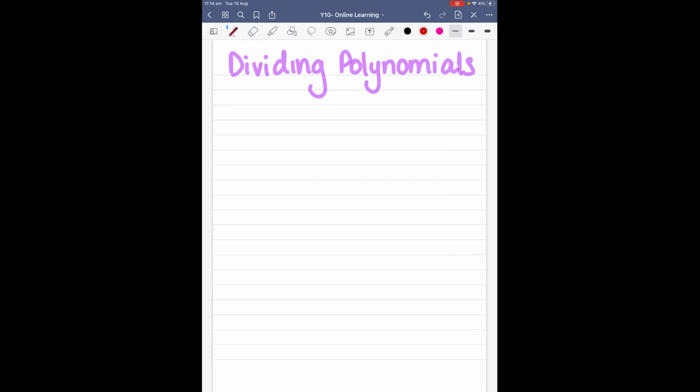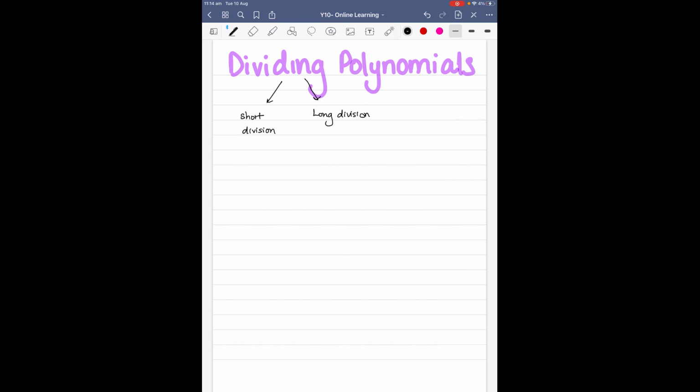Now, looking at the word dividing, some of you guys might be a little bit hesitant. We do use two techniques that you guys were taught since primary school. The first technique that we use is a short division method, and the second one is a long division method.